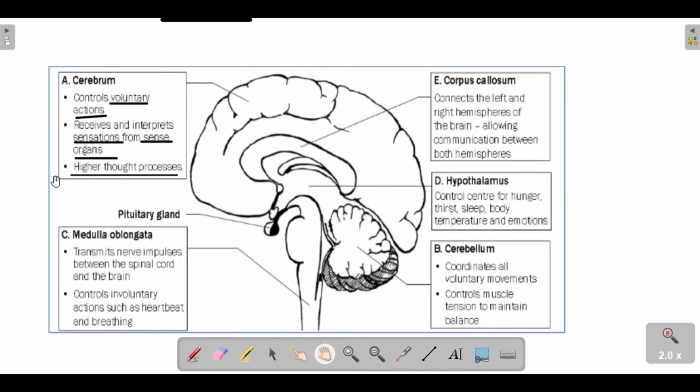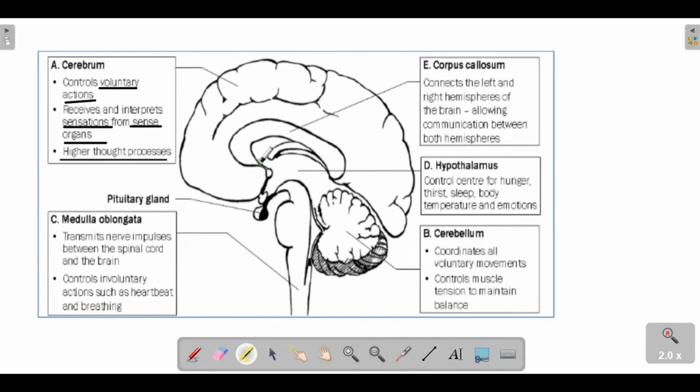Okay, so we move on to the second one. That is this C-shaped structure. It's like a C, but sort of pointing downwards like that. I hope you can see that. And it starts with a C. That is your corpus callosum. So the corpus callosum is this C-shaped structure right below the cerebrum. It connects the left and right hemispheres of the brain, allowing communication between both hemispheres.